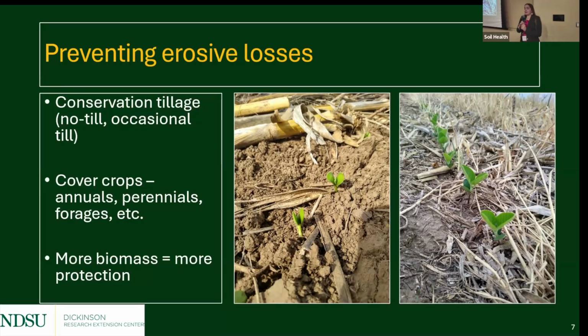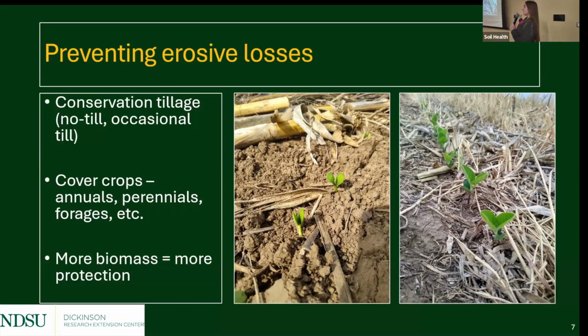One of the key outcomes of implementing these soil health practices is preventing erosive losses. Nothing is more heartbreaking than after you have those insane rainfall events and you just see your soil washing away out of your field or blowing out in a windstorm. That's some pretty serious losses, both for your field, but also economically in the form of the nutrients that are coming off your field.